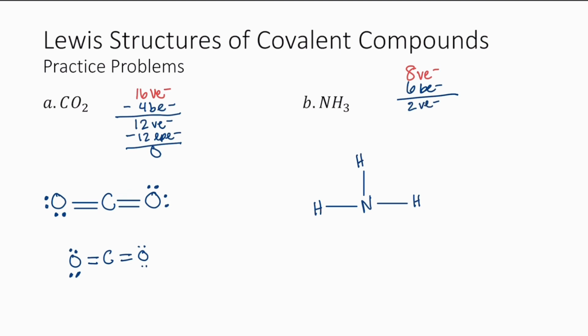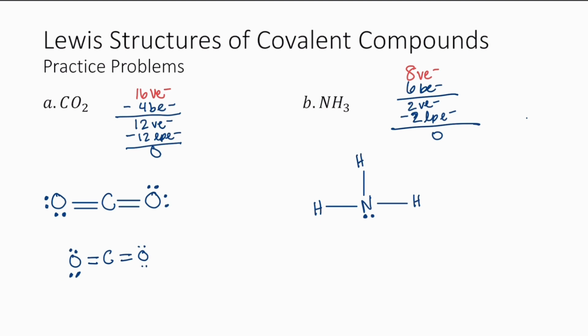valence electrons left over. The rule is I need to distribute it around my outer atoms first, and then I can put it on my central atom. Is that possible? Absolutely not. We cannot put more electrons around the hydrogen because hydrogen can only have 2 electrons around it, which means I need to distribute my lone pair on my central atom. And in doing so, I've used up all of my electrons. So I don't have any leftover electrons to deal with.